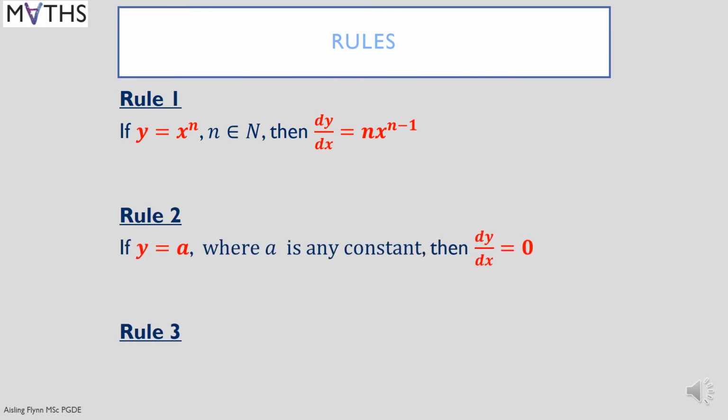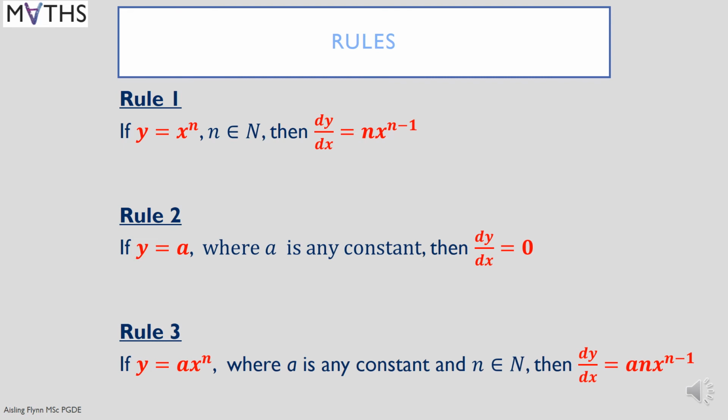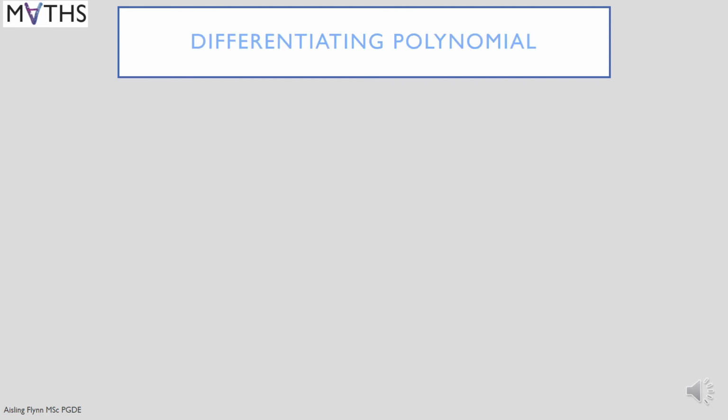Now here's a summary of the 3 rules on one slide. Now, differentiating a polynomial, you may have to use all 3 of those rules. A polynomial is a mathematical expression that joins many terms together. For example, here we've got the equation of a quadratic curve. y equals x squared plus 9x plus 12, and we have to differentiate this. So we do each part individually and use whichever rule applies.